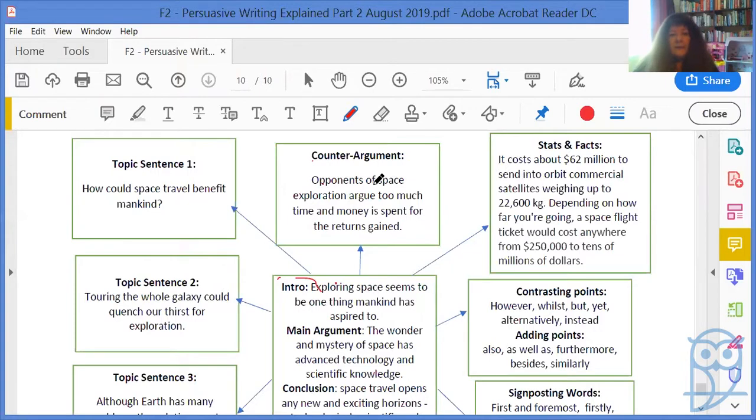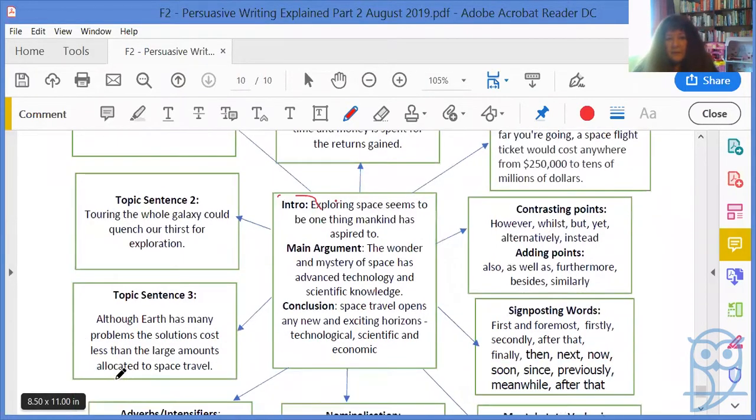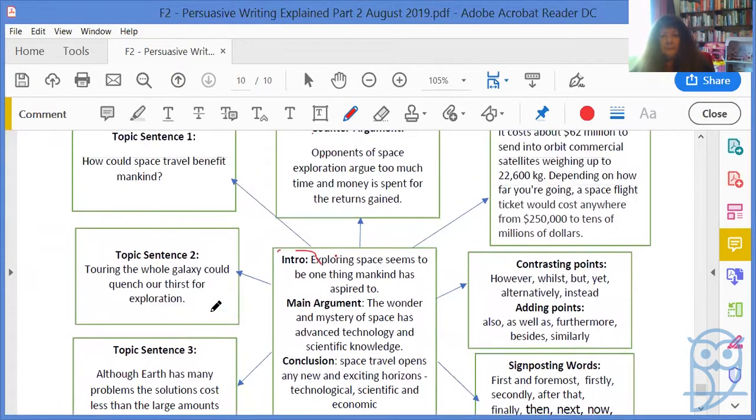Okay? Right? So after the counter argument, you might have another little, although Earth has many problems, the solutions cost less than the large amounts allocated to space travel. And that would be another paragraph, okay?